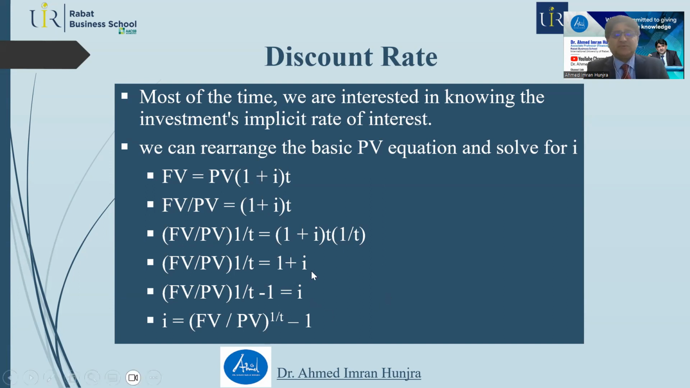So we take the power 1/t on both sides. So t multiplied by 1/t, the t and t are cancelled. So we are left with 1 plus I on this side, and we need to find the interest rate or discount rate. So the plus 1 will be shifted to the left side of the equation, so it will be minus. So the interest rate formula is future value divided by present value, raised to the power of 1 over t, minus 1. By using this formula, we can find the interest rate.